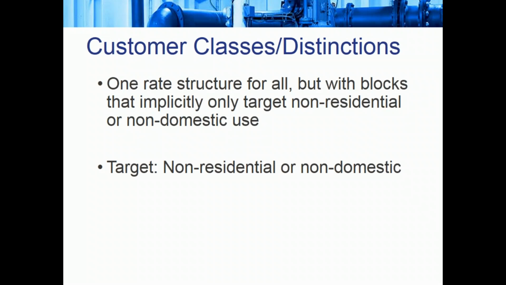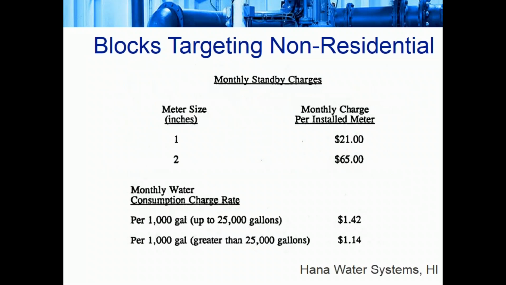Now, sometimes we see that there is a rate structure for all, but the blocks of that rate structure are set up in a way that essentially only a non-residential or non-domestic use customer would get there. And so it's probably easier to explain this from an example. So this is the Hana water system in Hawaii, where if you see at the bottom there, the monthly water consumption rate, it's per 1,000 gallons per month up to 25,000 gallons is $1.42, and then above 25,000 gallons a month is $1.14.